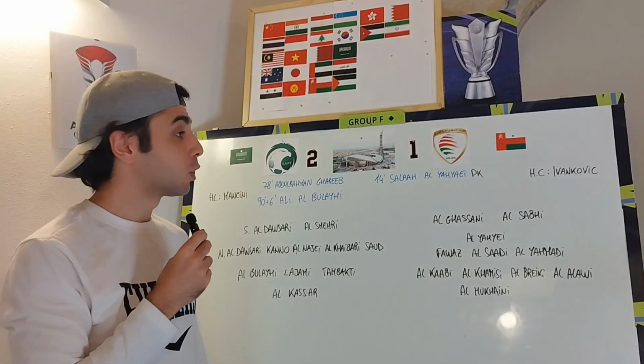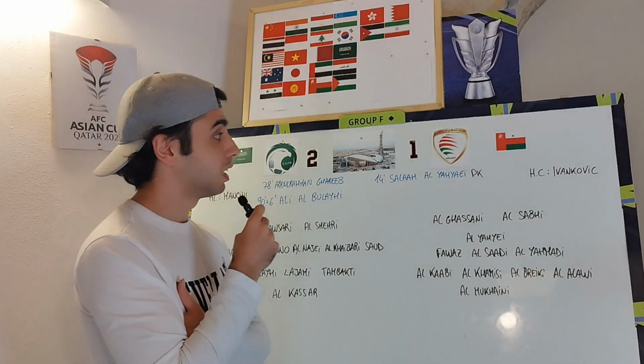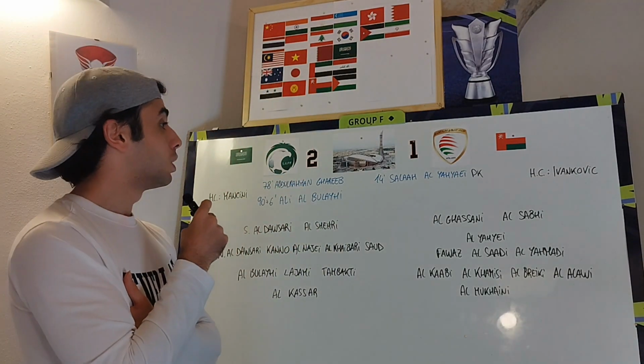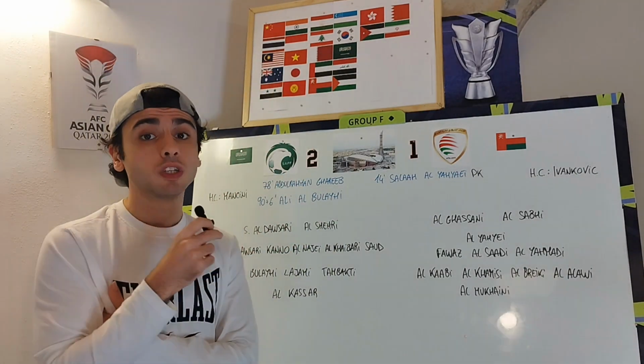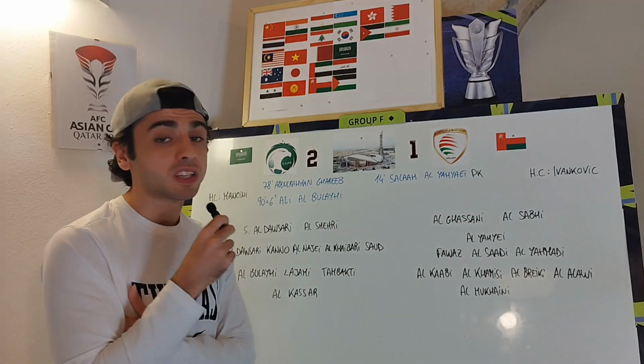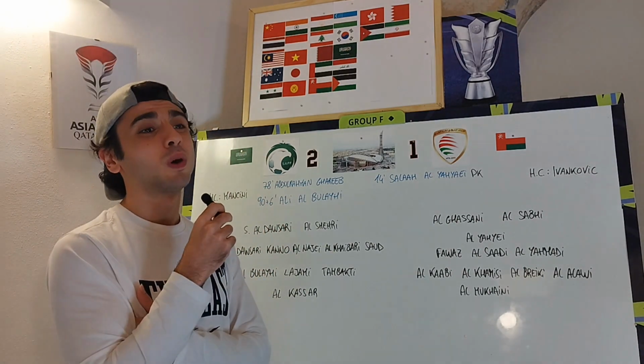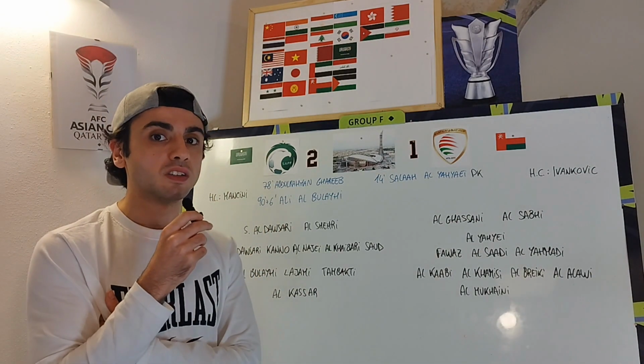it was a fun game. Oman went ahead at the 14th minute with Salah Al-Yahya with a penalty kick, and the Ivankovic team was really good. In the first half, they were really better than in the second one. In the second one, they just really defended the result.